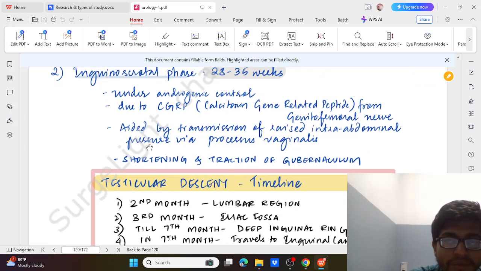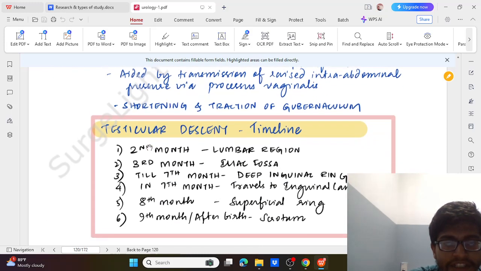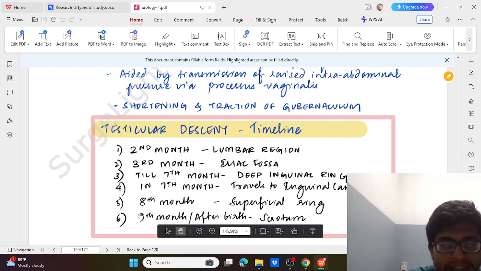So the timeline: in the second month, the testis will be in the lumbar region. In the third month, it will be in the iliac fossa. In the seventh month, it will be at the deep inguinal ring and will travel in the inguinal canal. In the eighth month, it will be reaching the superficial inguinal ring. And in the ninth month or after birth, it will reach the scrotum.